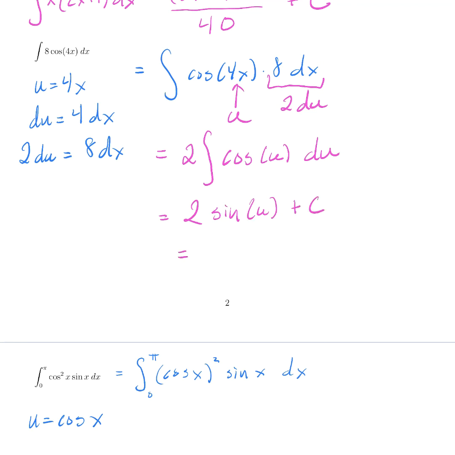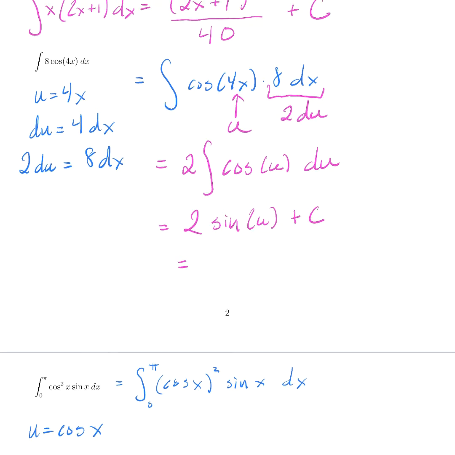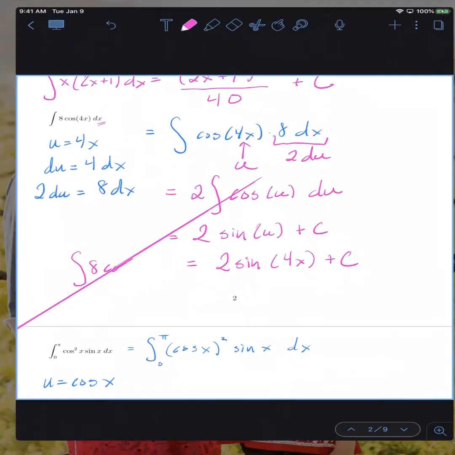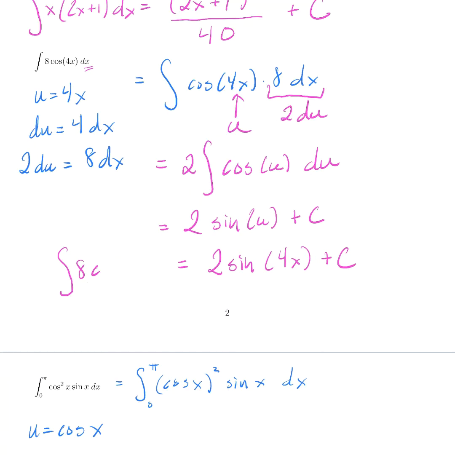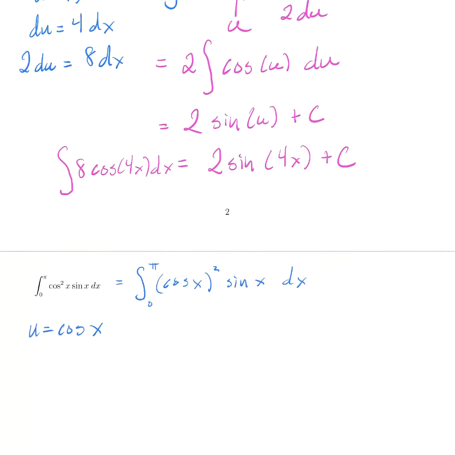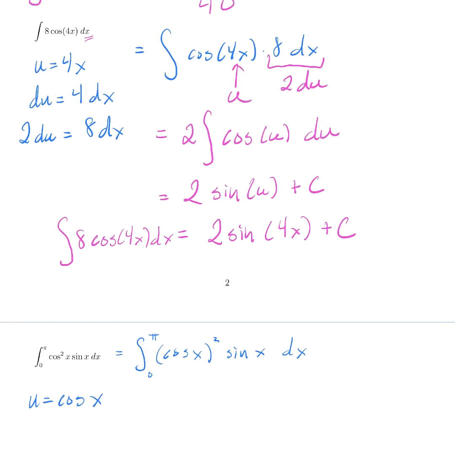But again, what variable was this original question asked in terms of? It was asked in terms of x, so we got to go back. So we get 2 sine of 4x plus a constant, and we just decided that that is the antiderivative of 8 cosine of 4x dx. Okay. All right, so that's indefinite integrals using u substitution.